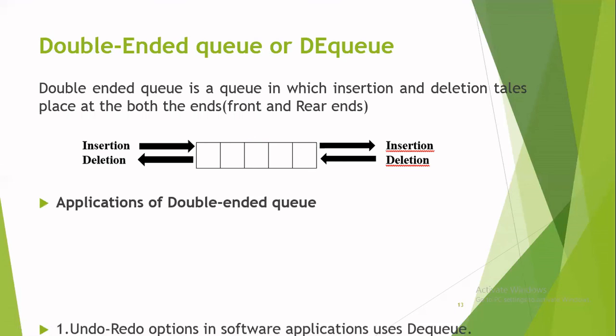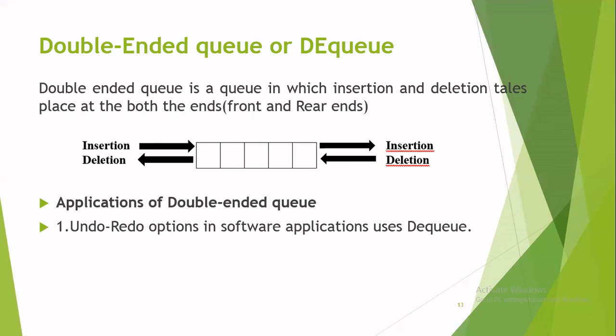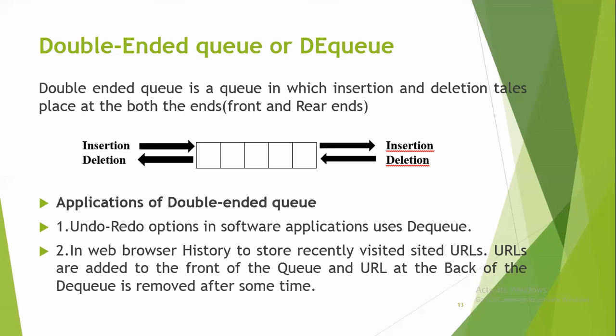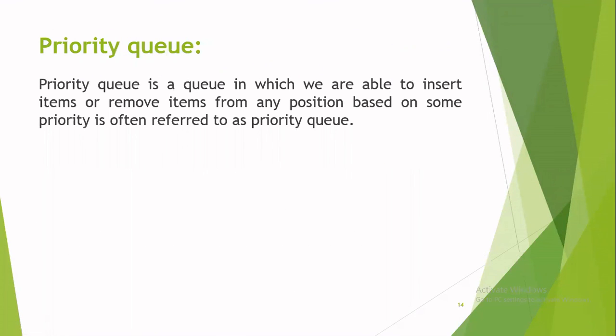Some of the applications of the double-ended queue are as follows. Undo and redo options in many software applications use this dequeue, that is the double-ended queue. In web browser history, to store recently visited sites' URLs, you use a double-ended queue. URLs are added to the front of the queue and URLs at the back of the dequeue are removed after some time.